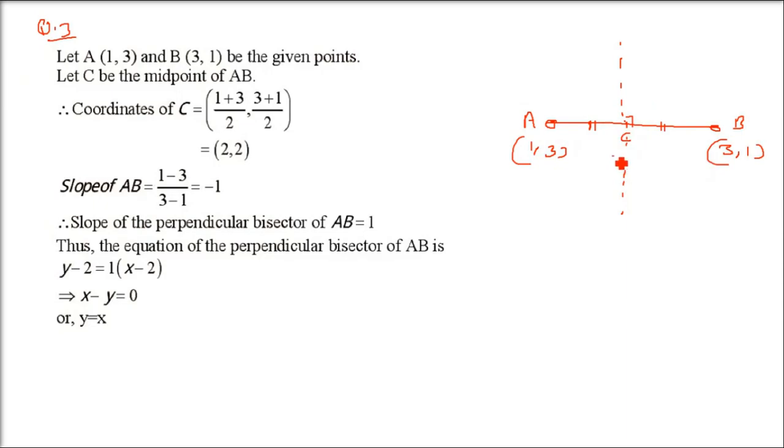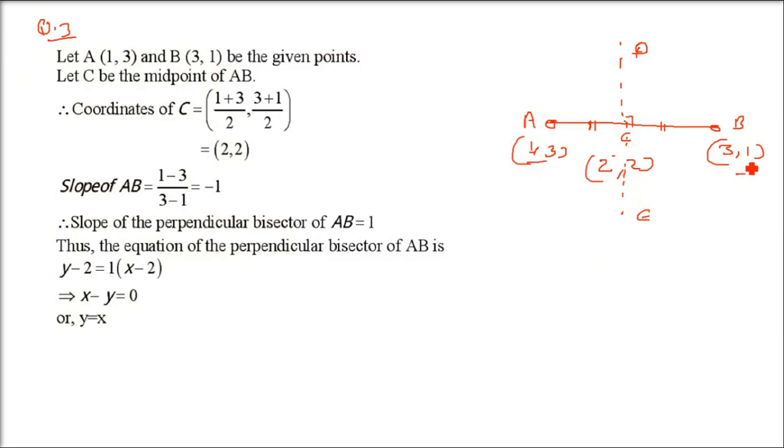So the middle point is (x1 plus x2) by 2, that is 1 plus 3 by 2, which is 2, and 3 plus 1 by 2, again 4 by 2, that is 2. So (2, 2) is the middle point. Now we would like to find out the slope of AB, and eventually we can find out the slope of the perpendicular bisector. Let us say it is DE. So this DE line we have to find out.